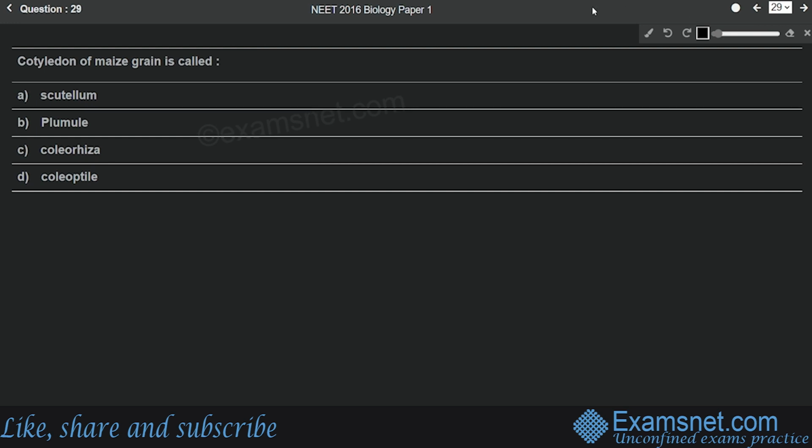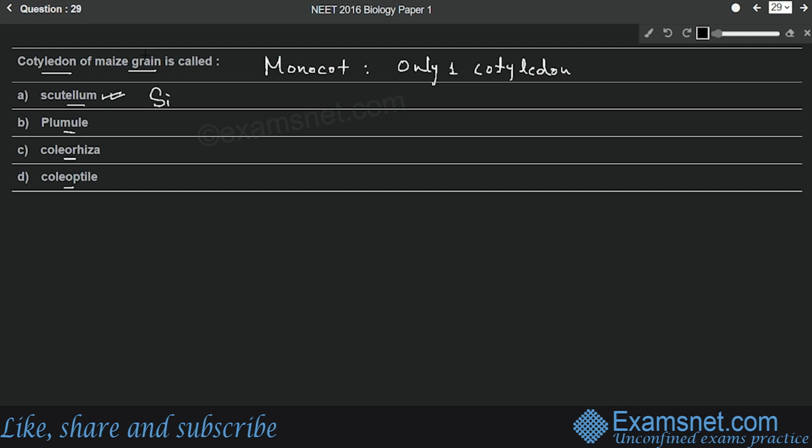Question number 29 is from the chapter Morphology of Flowering Plants, and the question is, cotyledon of maize grain is called, options are scutellum, plumule, coleorhiza and coleoptile, and the correct answer is option A, that is scutellum. So again, this is a direct question. We know that maize is a monocot plant, right? Monocot. And what does monocot mean? It means that they have only one cotyledon. So in maize, there is a single large shield shaped cotyledon that is known as scutellum.